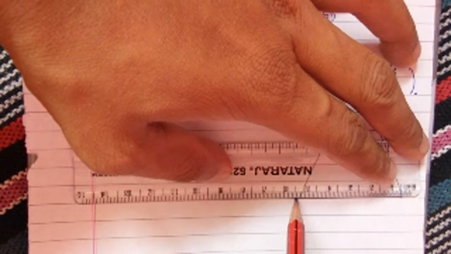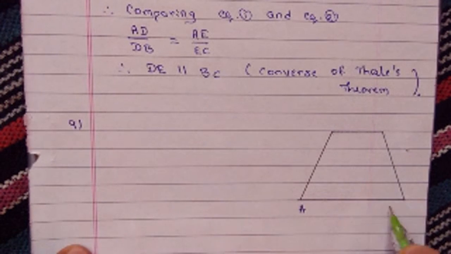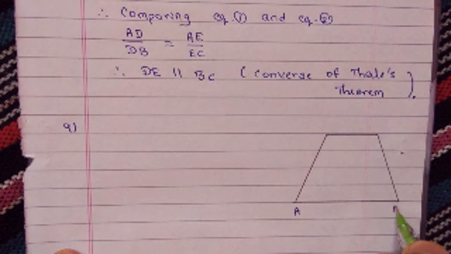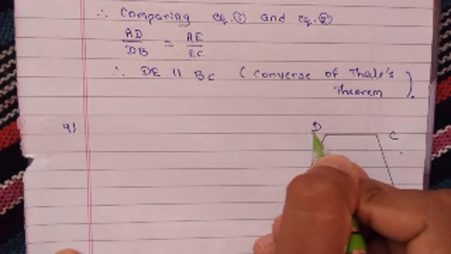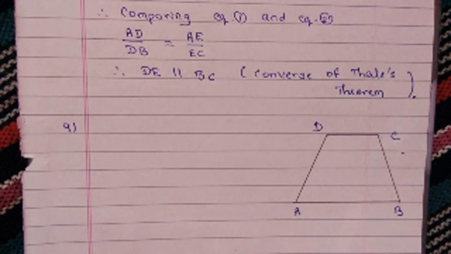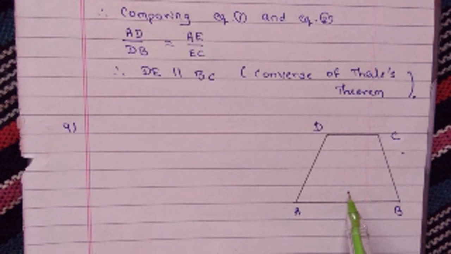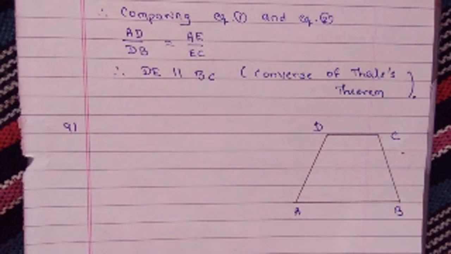ABCD is a trapezium in which AB is parallel to DC, and its diagonals intersect each other at the point O. So that means we have to draw the diagonals also here.